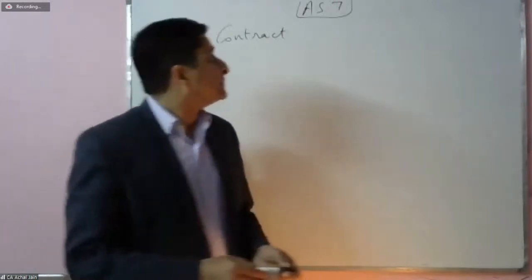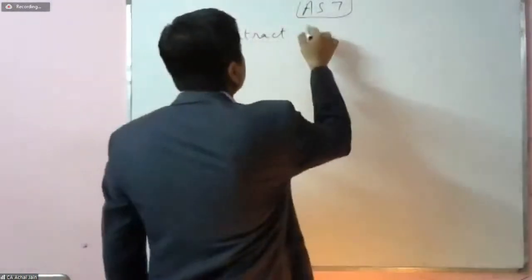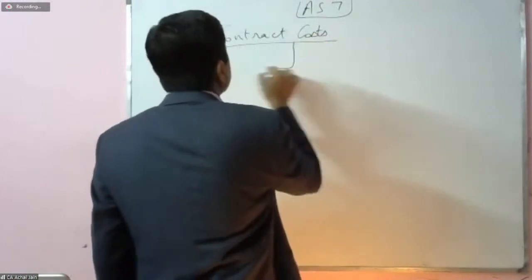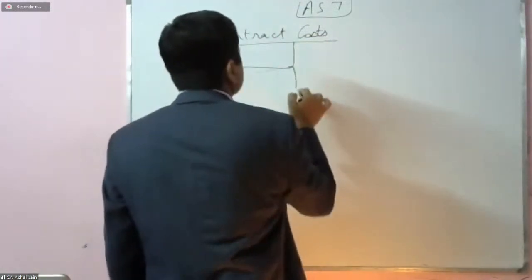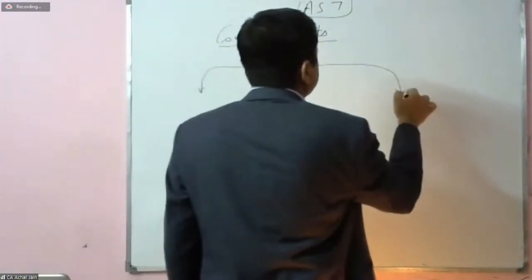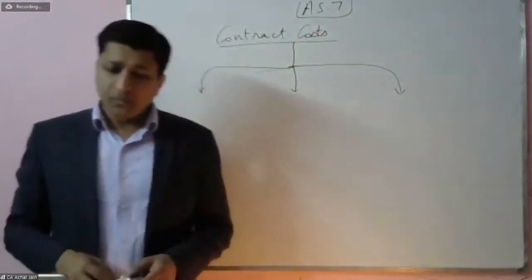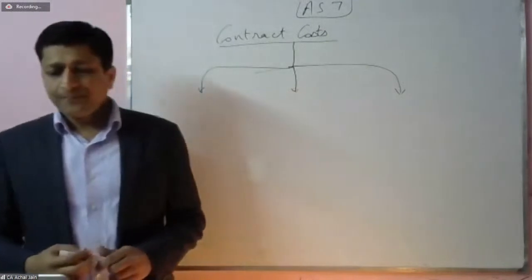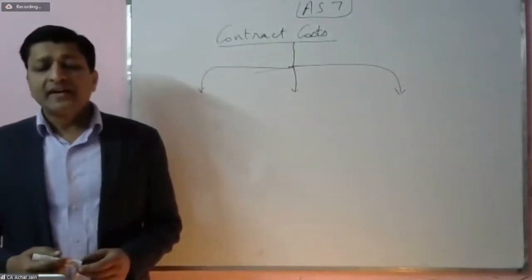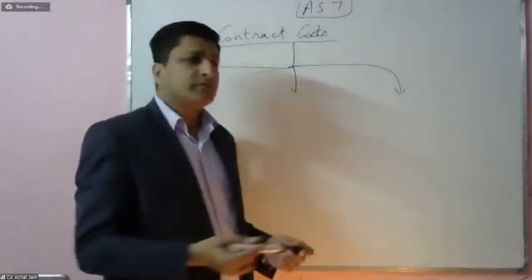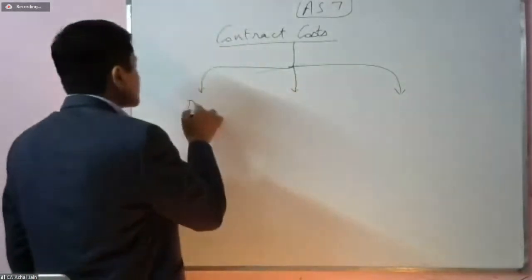Moving on to the next part, that is around contract costs. Here again we have various components. Costs that are direct costs. You can say these are direct costs.